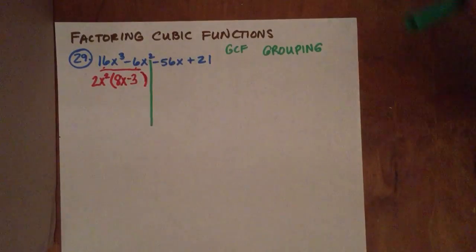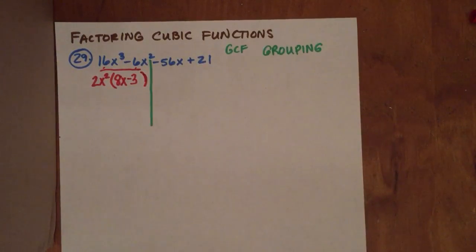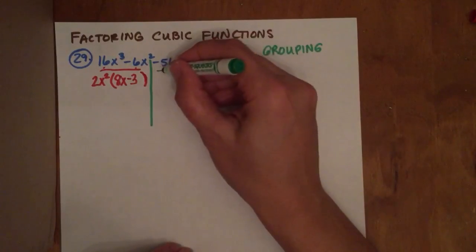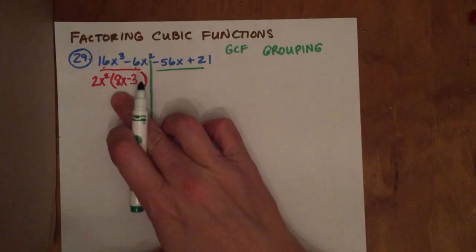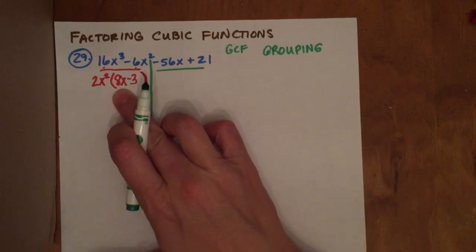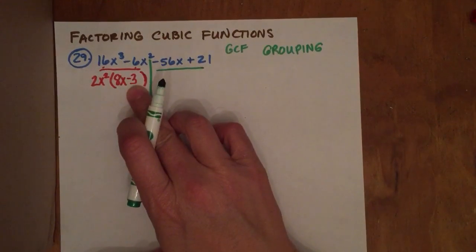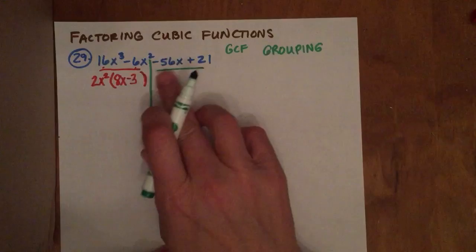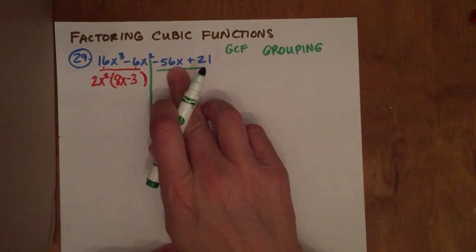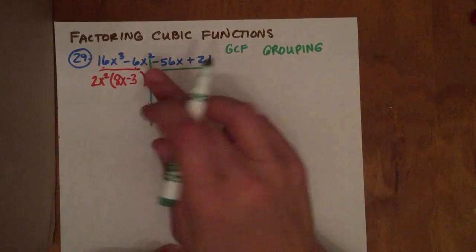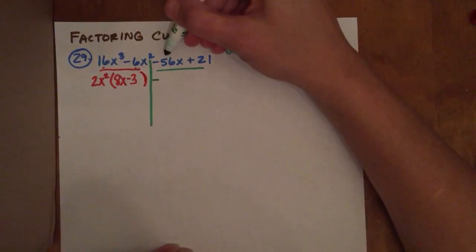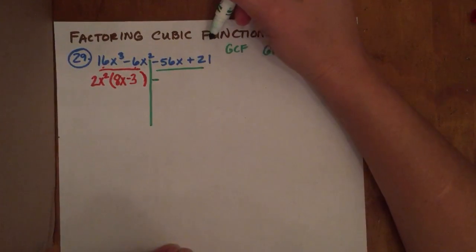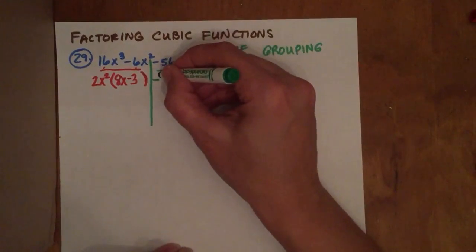So let's look at my second group. If I look at my second group, I have negative 56x plus 21. If you look at my first group, I need a positive x term and a negative constant term. Well, my x term here is negative. In order to make it positive, that means I'm going to factor out a negative value. So between 56 and 21, we do have a greatest common factor. And that greatest common factor is 7.